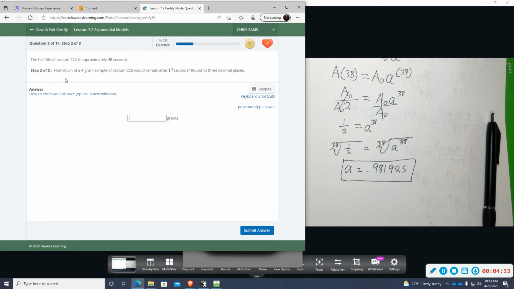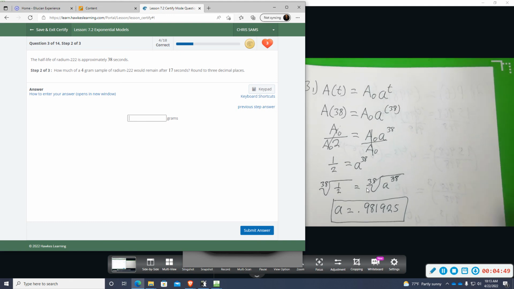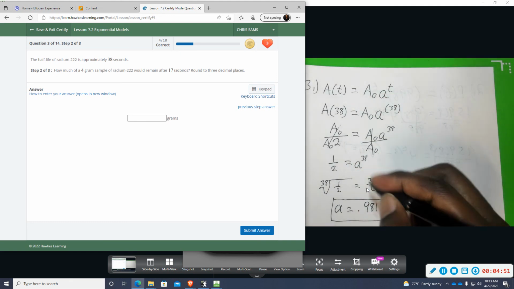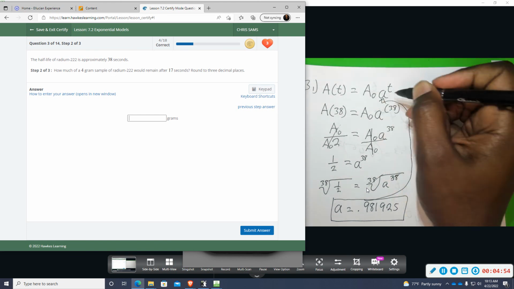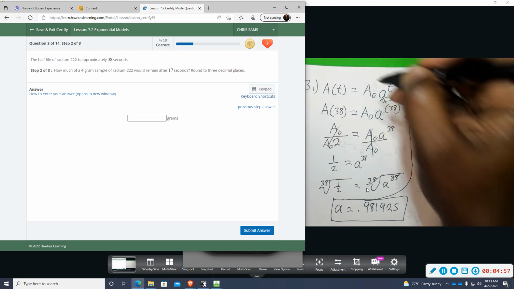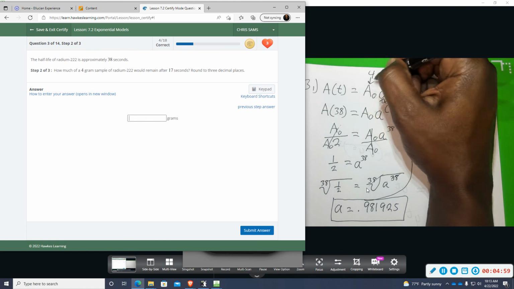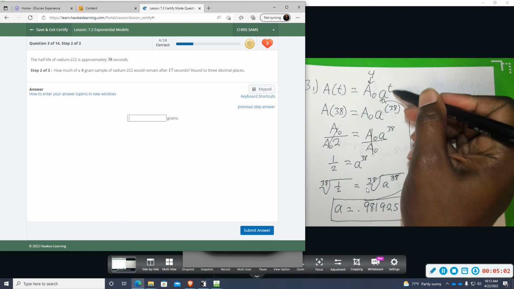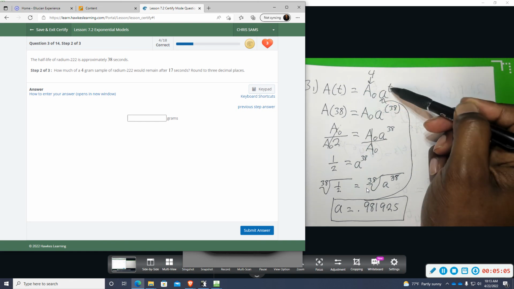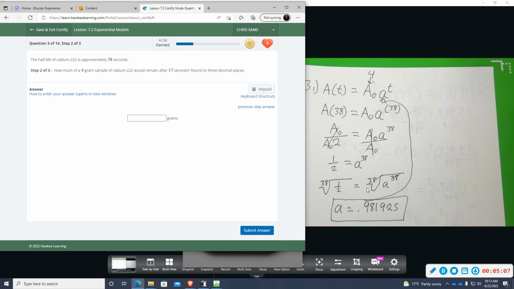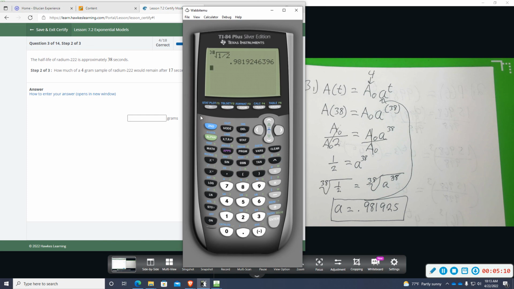Alright, now part 2. We want to know how much of a 4-gram sample of radium would remain after 17 seconds. So we're going to round to 3 decimal places. Now that I know what a is, I'm going to plug that into my formula. This is the a that we have here. And this 4 that they're giving us now, that's my initial value. So 4 is going to get plugged in here, and then t is going to be my variable, and I'll be plugging in 17 and other values as needed. So let's just calculate and do this all at once.